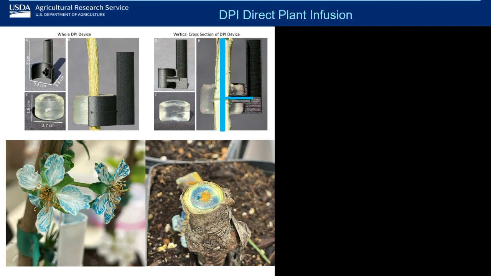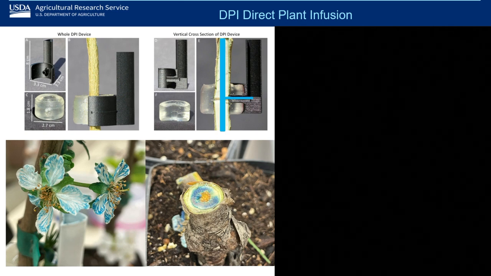And this is an example of a young cherry tree. This is after 15-20 minutes. The blue dye was already moving into the leaves and flowers. Then we dissected under the delivery, and the blue color was also moving down.